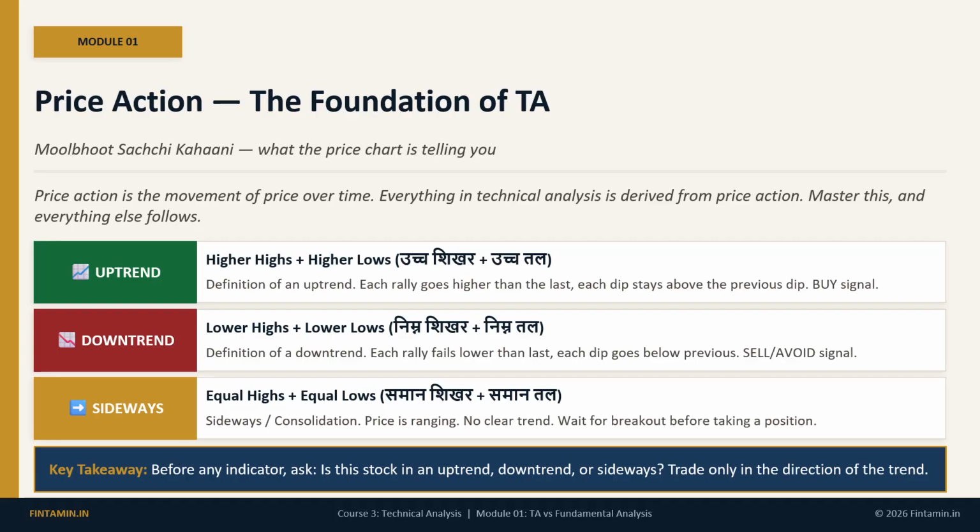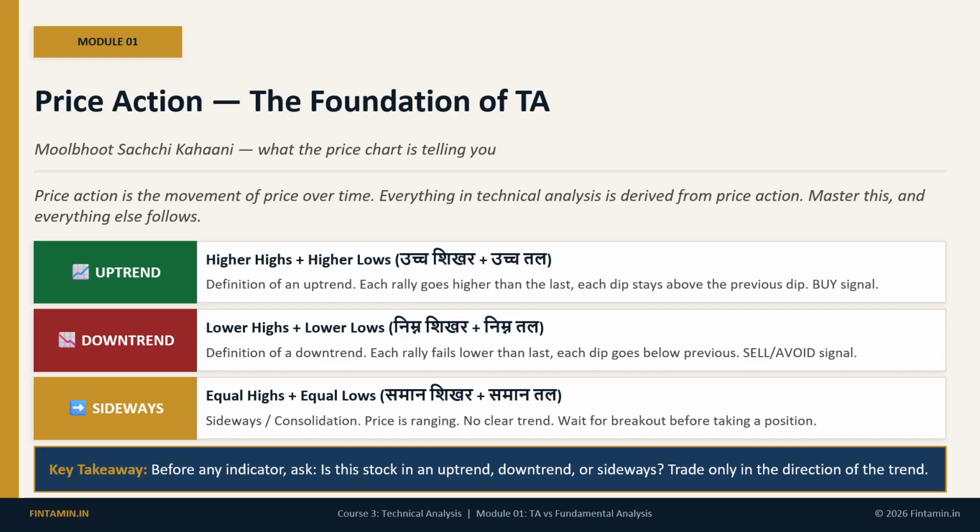This is the textbook definition of a bull market. A downtrend is a series of lower highs and lower lows. Each rally fails at a lower level. Each decline makes a new low. This is a bear market. Sideways or consolidation is when highs and lows are roughly at the same level. Price is coiling, energy is building, and a big move in either direction is coming.